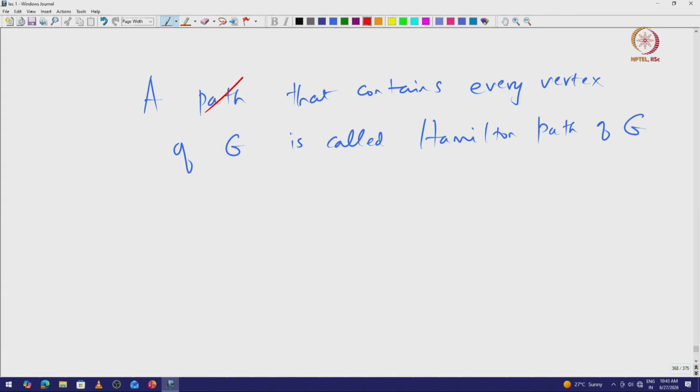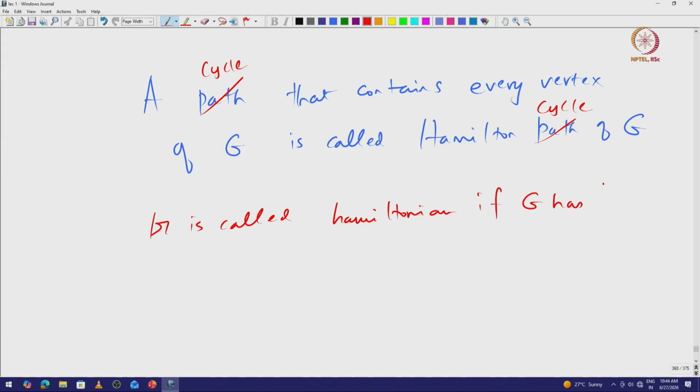We just replace path by cycle. Again, a cycle that contains every vertex of G is called a Hamilton cycle. A graph is called Hamiltonian if it contains a Hamilton cycle. Not Hamilton, Hamiltonian. So, let me write it. G is called Hamiltonian if G has a Hamilton cycle.